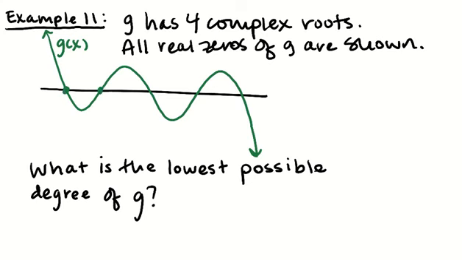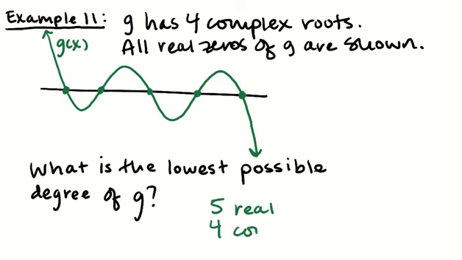Okay, well, I can see 1, 2, 3, 4, 5. And if you can see the roots on the graph, then they're real, right? Because they're on the real number line. So if you can see these roots, they're real. I've got 5 real.